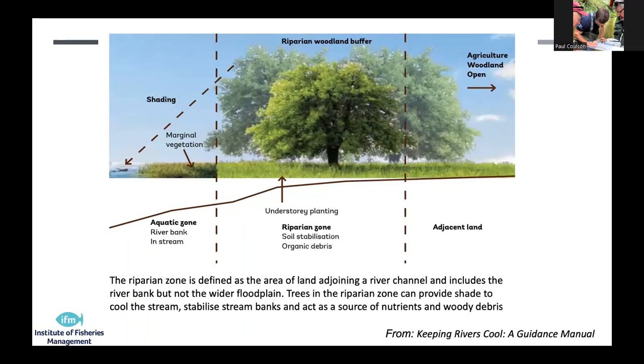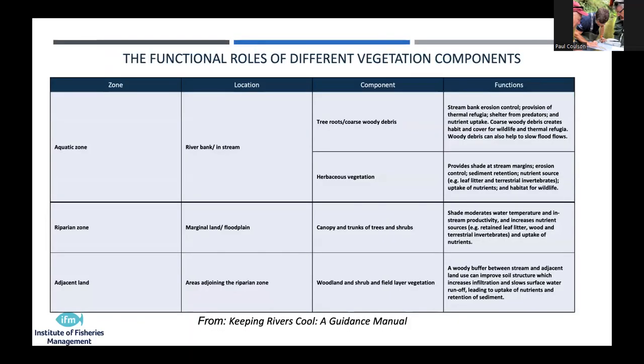It adds nutrients in the form of leaf fall, which adds carbon into the system, and then that drives invertebrates and things like that. So we've really worked it out with regards to rivers and the value of particularly large trees.